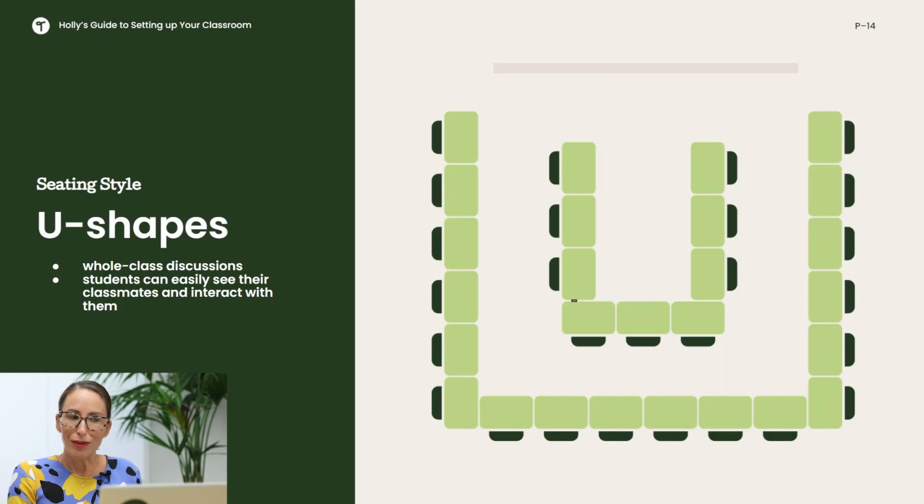So this was one of my favourite ones actually, U-shapes, and obviously based on how many kids you've got in the class will depend on whether this is going to work. But often having the whiteboard at the front and the two U-shapes is fantastic if you do a lot of whole class discussions. When the kids go to the desk, you are going to have discussions as well as independent work. Students can easily see their classmates and interact with them. And each desk is also easily accessible for you if you need to come up to each of the students and talk to them while they're working.